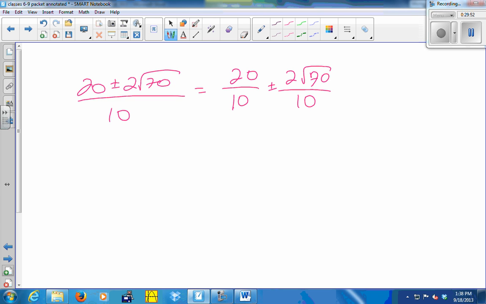Yes. Yeah, because this is like sort of doing adding fractions in reverse, right? When you add fractions, you need a common denominator. So if I was going to add these, I would get this. So I can break it back down into 2 fractions. And then I can reduce them separately, and I get 20 over 10 is 2 plus or minus radical 70 over 5. So you could also write it like that.